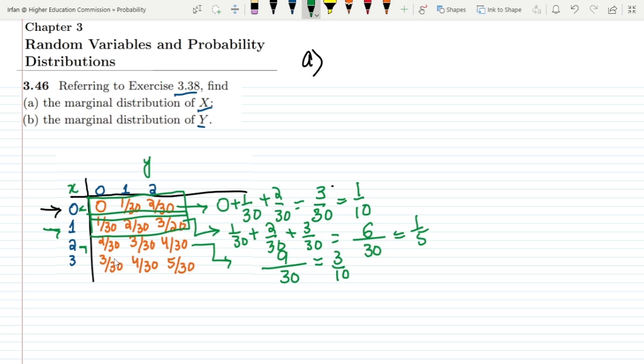Okay, similarly this one. Now adding them together, LCM is again 30, and it will be 3 plus 4 plus 5, so 5 plus 4 is 9, 9 plus 3 is 12.